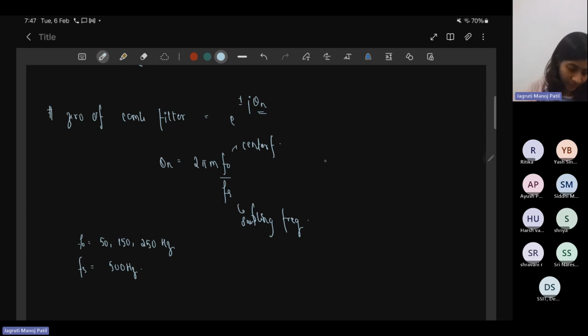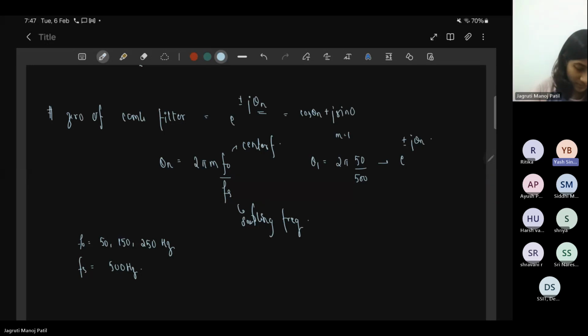So what do you do for the first one? Say m equals 1, so you have theta 1. You do 2 pi f naught, say 50 by 500. Find the value of this, and convert it into e raised to plus minus j times theta n, using Euler's rule.